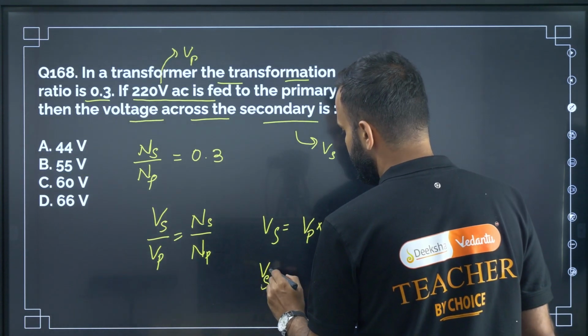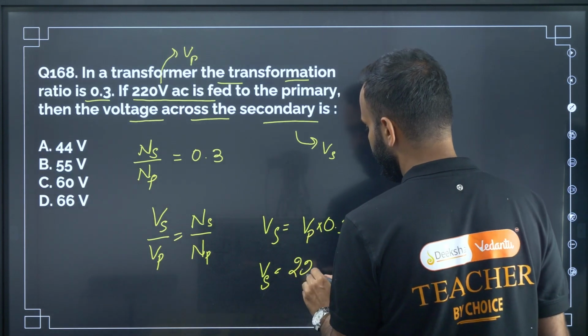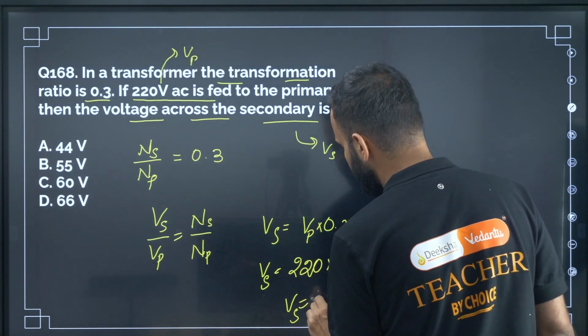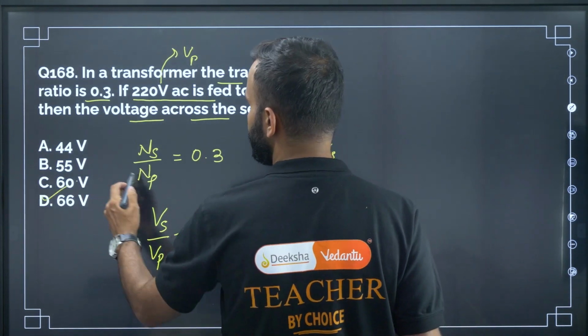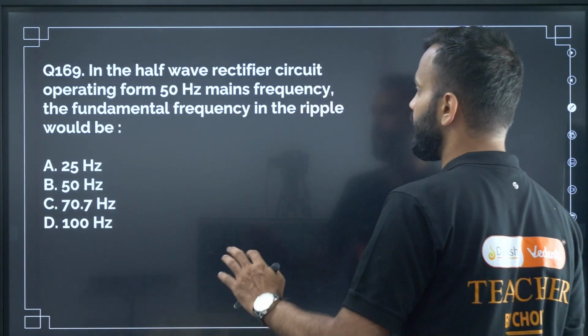So Vs is equal to Vp. Vp is 220 volt, into 0.3. Vs is equal to 66 volt. So the correct option is D. Okay, next question. Question number 169.